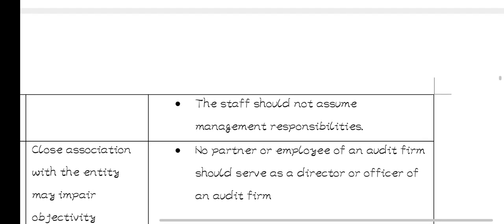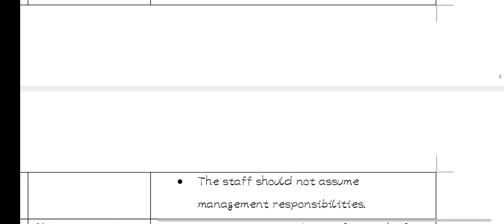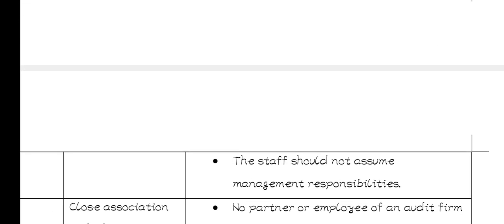Another one is that the staff should not assume management responsibilities, because in an organization we are going to see the management responsibilities and then the responsibilities of the auditor. So staff should not assume management responsibilities.